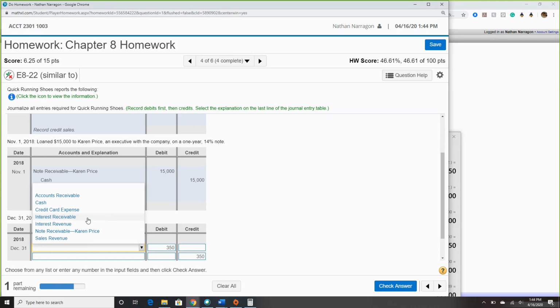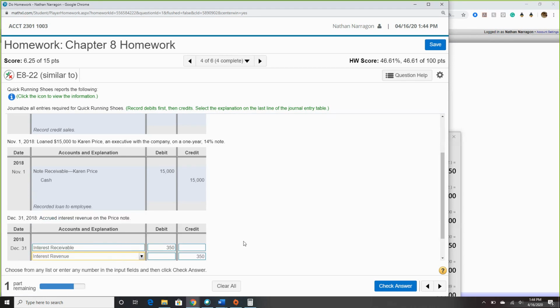It will actually be receivable. I will debit. Remember, receivables increase by a debit. The revenue that we recognize is our credit, and we've earned that interest, just haven't gotten paid for it yet. And that's our accrued.